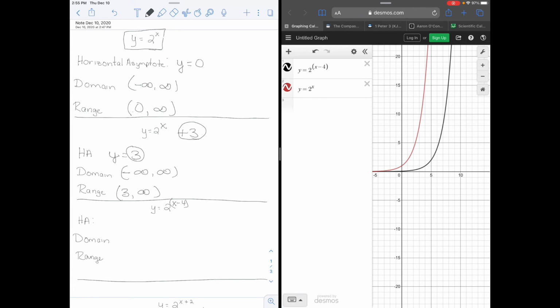Notice the horizontal asymptote remained y equals 0. Our domain is always negative infinity to infinity. And our range, therefore, is 0 to infinity.